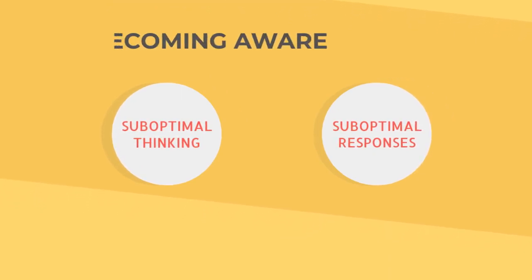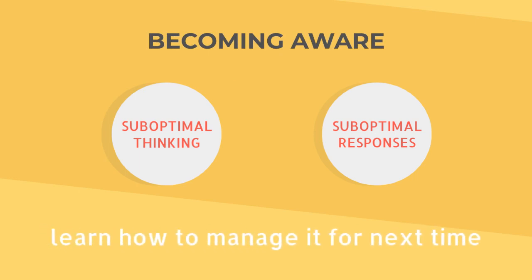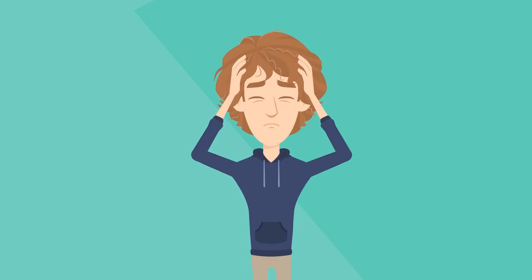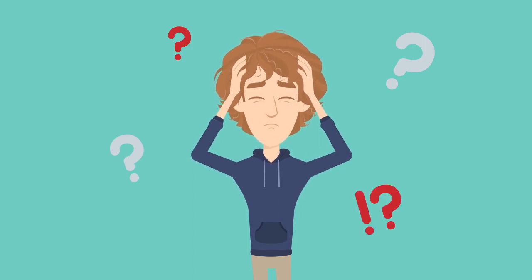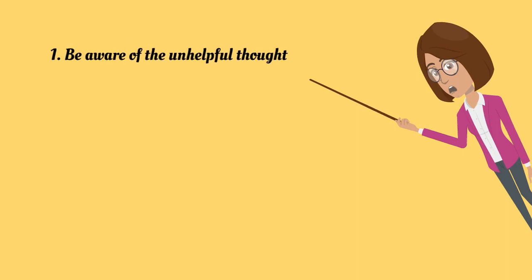If we become aware of our unhelpful thoughts that lead to our unhelpful responses, we can know how to manage it so that we can prevent suboptimal outcomes or feelings from happening the next time. So let's go back to our initial problem. You're anxious about your future because you think you're not smart enough or worthy enough to make it down this career path. First things first, be aware of the unhelpful thought.